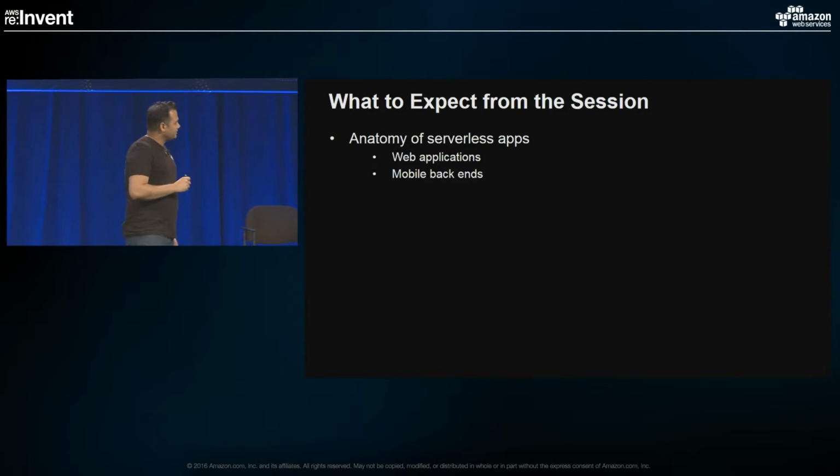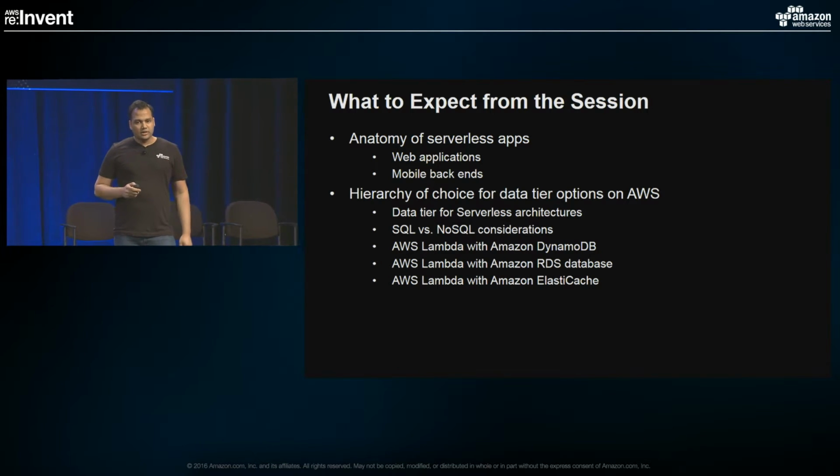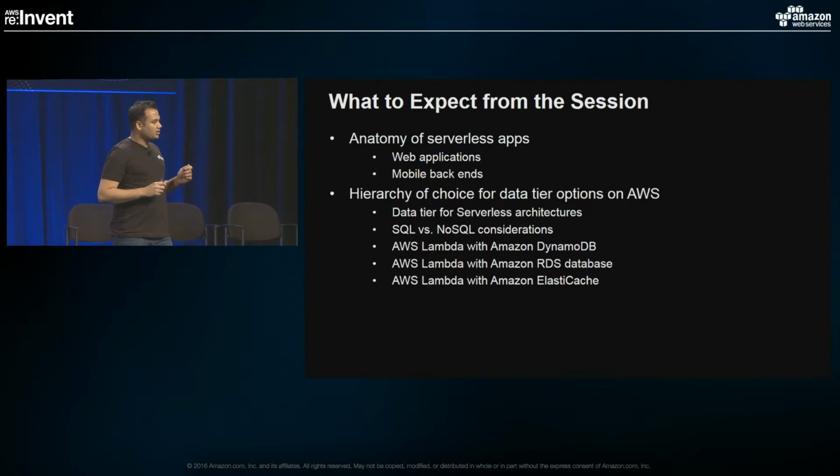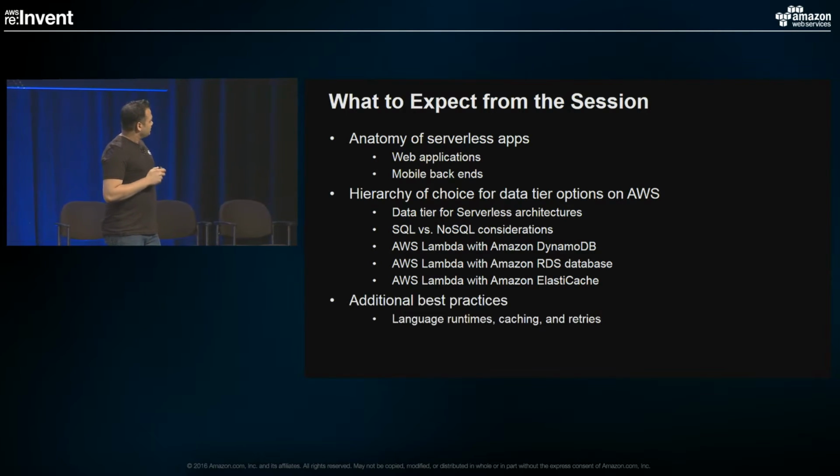We're going to start with anatomy of a typical serverless application. We will look into two different architecture patterns, web application and a mobile application. Then we will look into how Lambda integrates with each of the data tiers, DynamoDB, RDS, and ElastiCache. We have excellent demos for each one of them. We will also look into some additional best practices, and we'll have some time for Q&A.